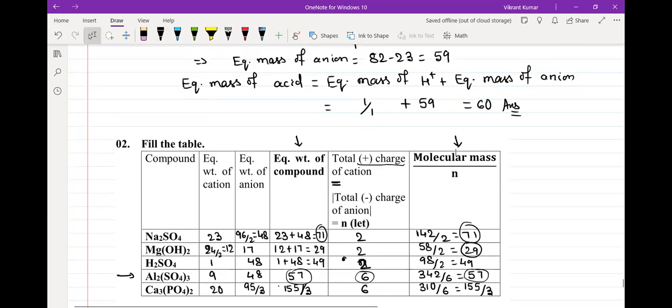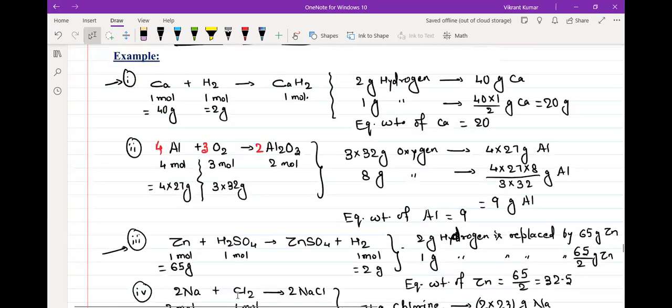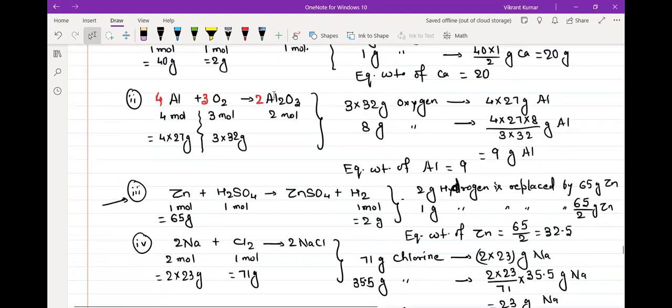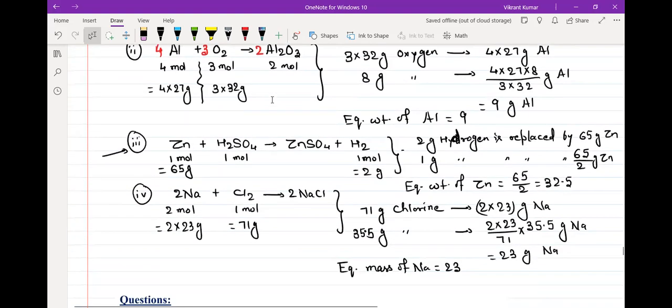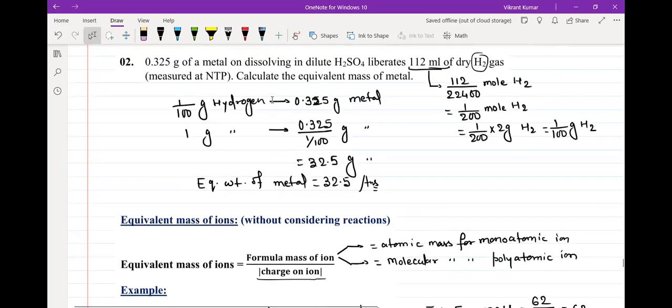So if you see the example from the initial cases, in all the examples I gave, look, here 20 came. How did it come? The atomic mass of calcium is 40, equivalent mass is coming 20. That is 40 upon valency. The valency of calcium is 2. Look, the valency of aluminium is 3, so 27/3 was the answer. The valency of zinc is 2, so it was 65/2. The valency of sodium is 1, so it was 23/1. So we can write here, equivalent mass of these metals in these cases is its atomic mass upon valence.